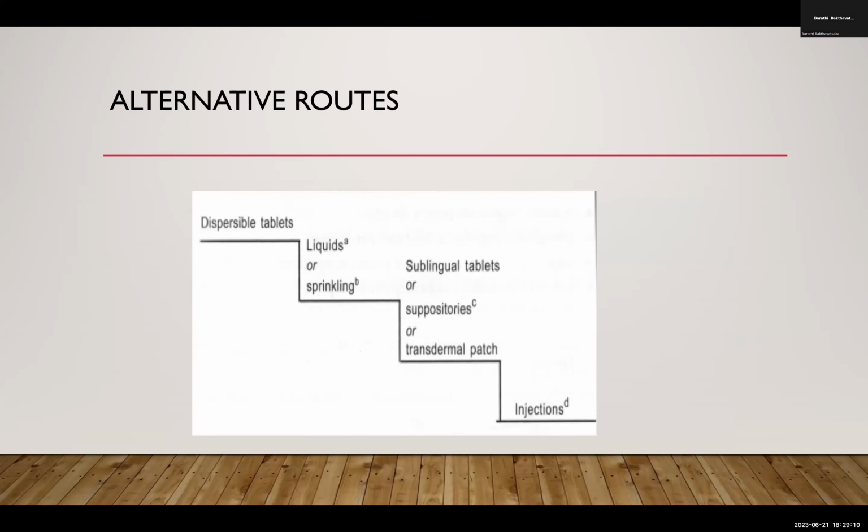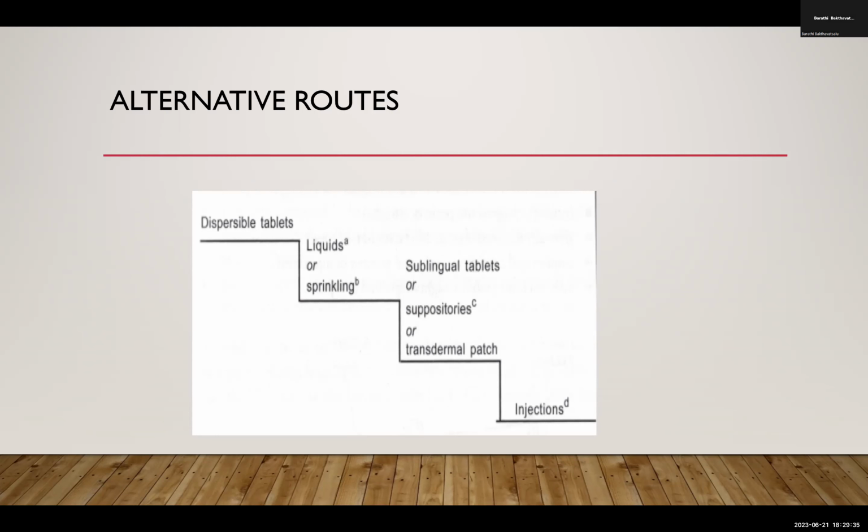Apart from ordinary tablets, you have dispersible tablets for pain medication. Like NSAIDs come in dispersible tablets, and also liquids or as a sprinkle, as a spray. And there are sublingual tablets available. What is the drug? I forgot.